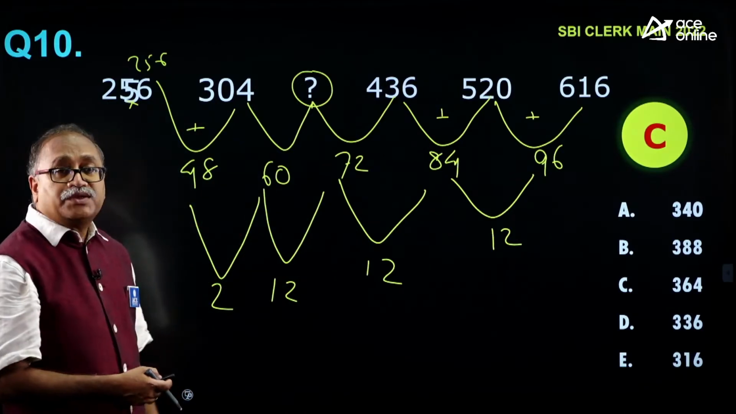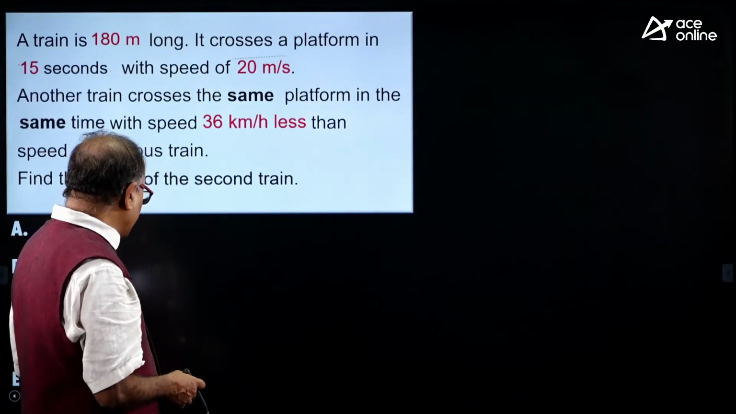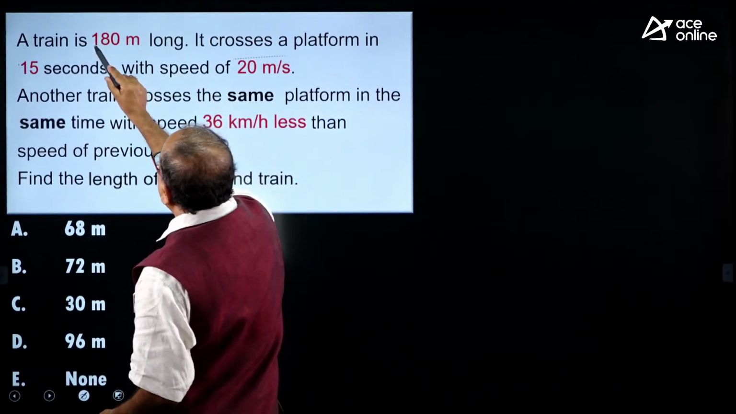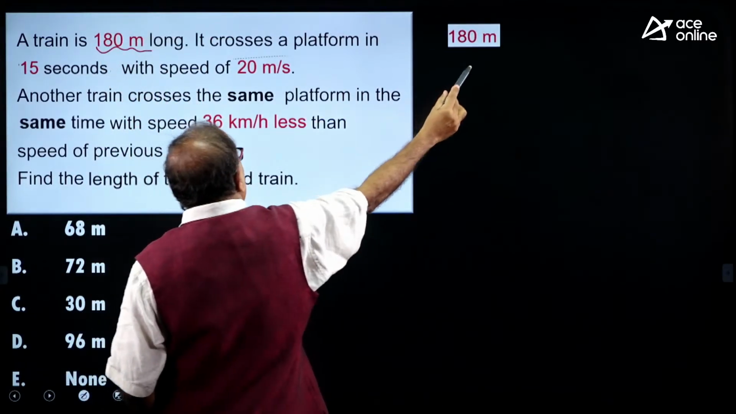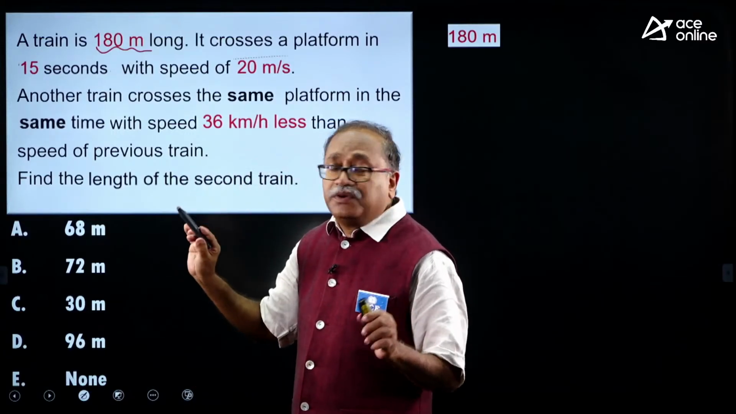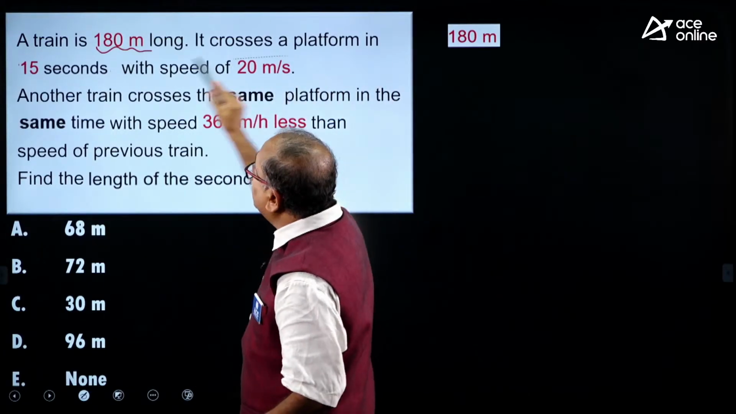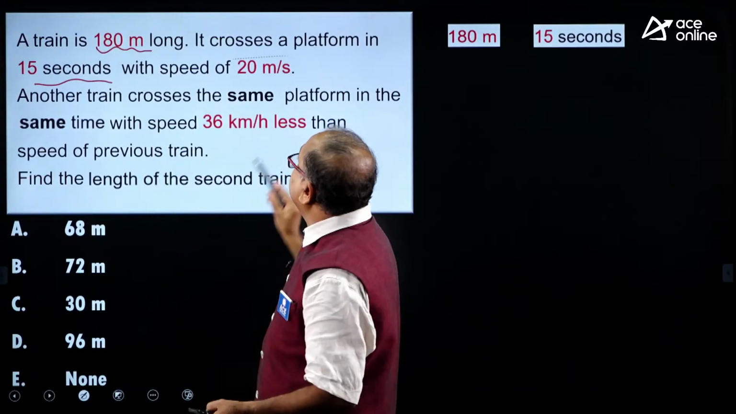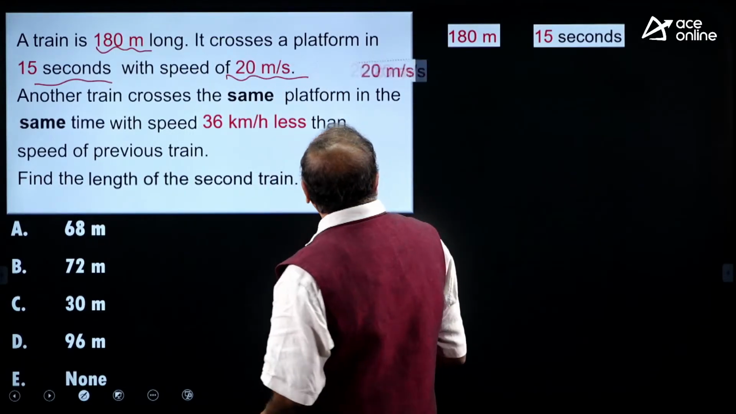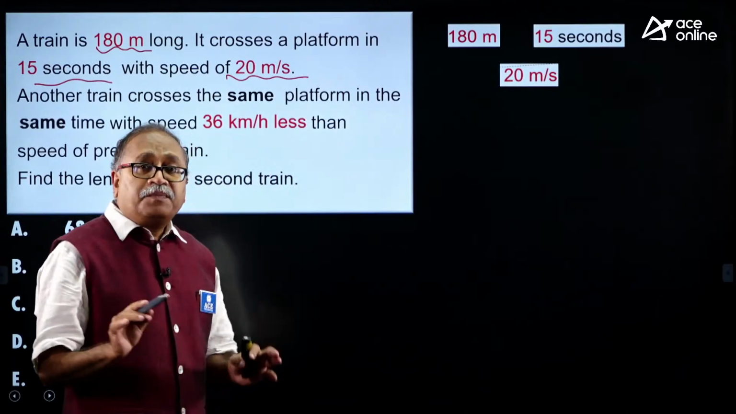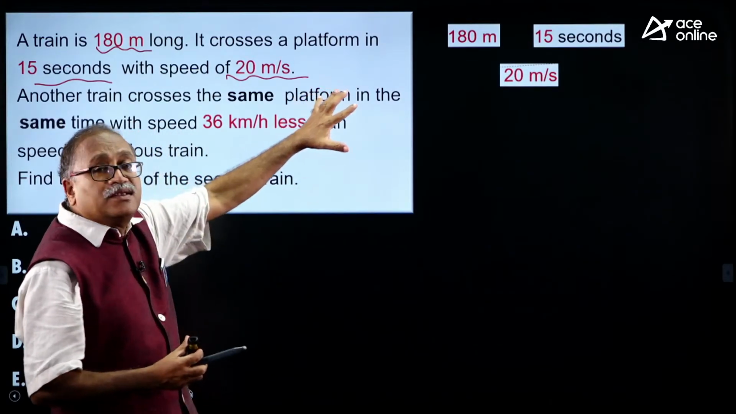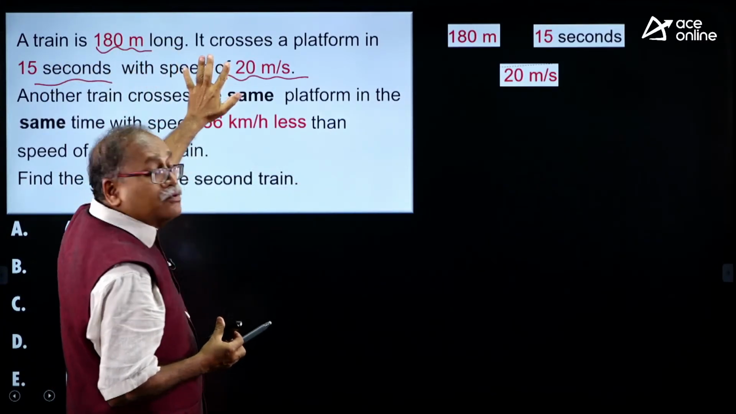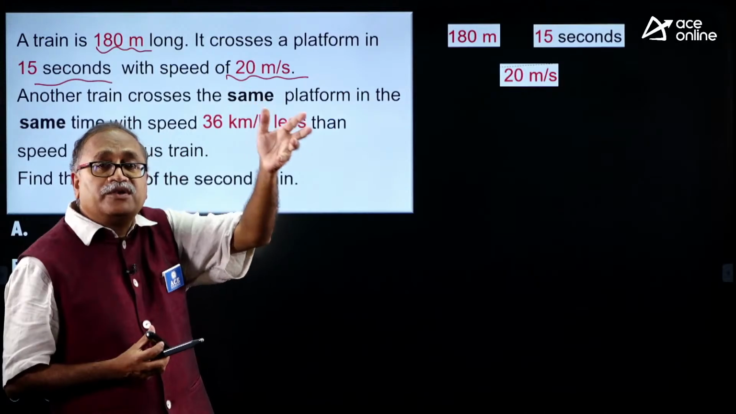Now, coming to the next question my dear friend, and here it is about time and work. And what is this time and work? It says that a train is 180 meter long. I simply took the information on which we will work out, and it is crossing a platform in 15 seconds, and the speed of the train is 20 meter per second. Now, please tell me, with this information, can I get the length of train A? Train A's length, 180 meter, is already given. Can I find out the platform length?